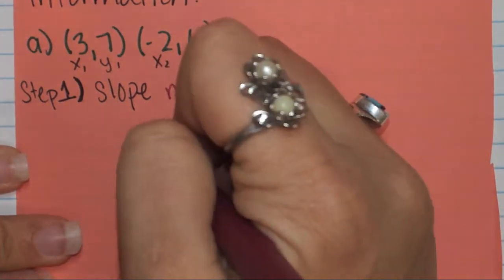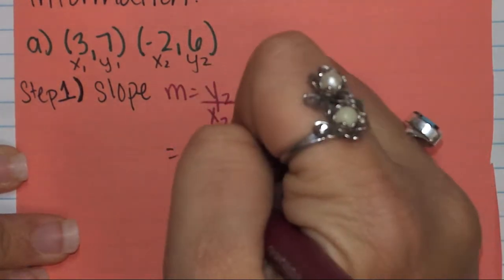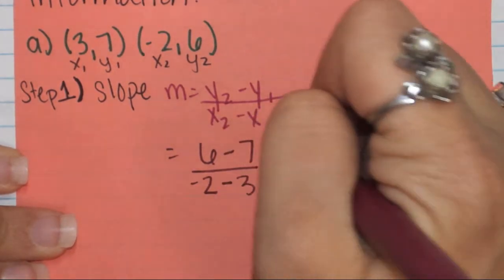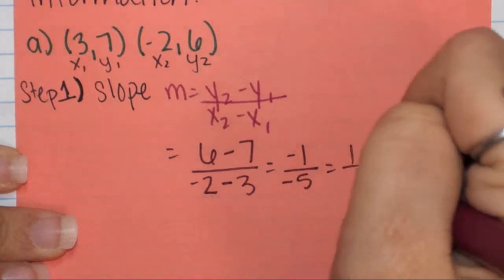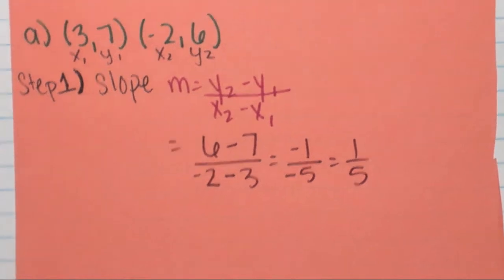Alright, so it's 6 minus what? Divided by? Alright, what's 6 minus 7? What's negative 2 minus 3? And that's 1/5. This is going to be a gross one. But we can do this. Persevere in the face of danger, children.